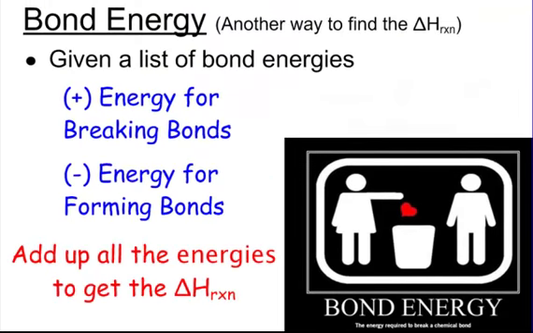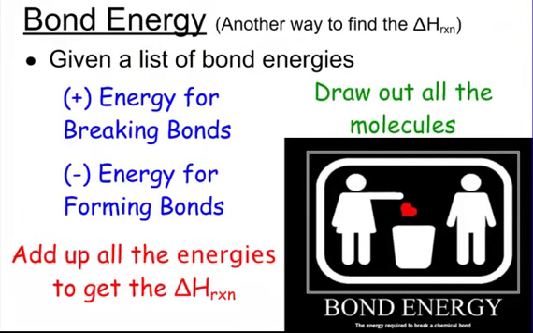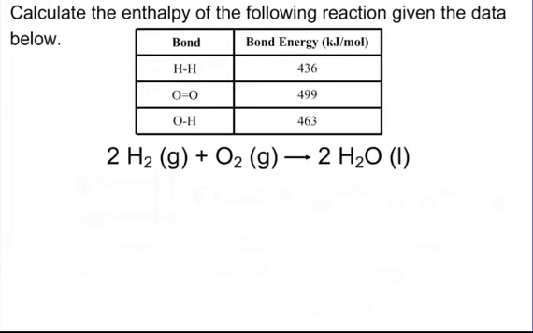And a really good point to keep in mind with these types of problems that helps me out is I like to draw out all my molecules. It helps me out big time. Let me give you an example of a bond energy type of problem, and we know it's a bond energy type problem because they gave us a list of bond energies. If they give you a table of bond energies, guess what? You're not doing products minus reactants. You're not doing Hess's law. You're doing bond energies.